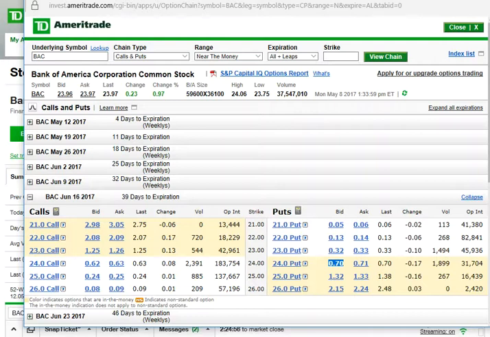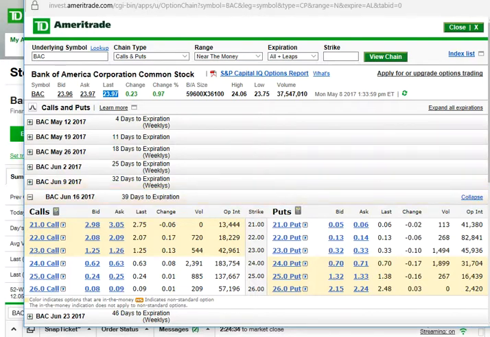Okay, number one, how much money do you want to risk? Number two, what is the chance or probability that the stock price of Bank of America is going to hit that price? And right now, Bank of America seems to be going up. So maybe you want to stick with the call option. So those are all decisions you have to make, but that's a general idea about how to read an option chain.